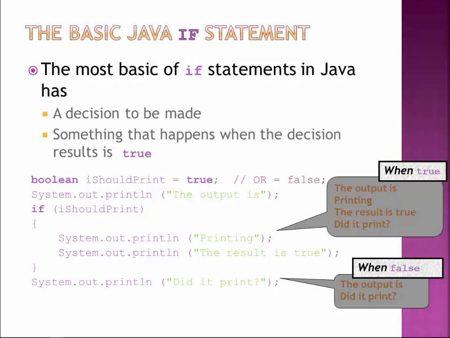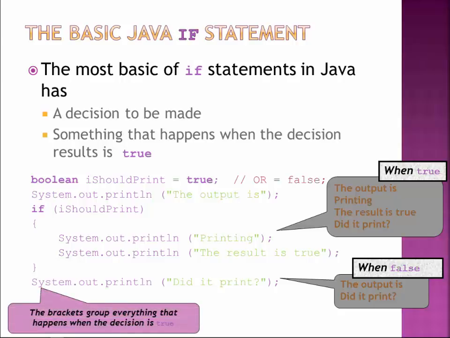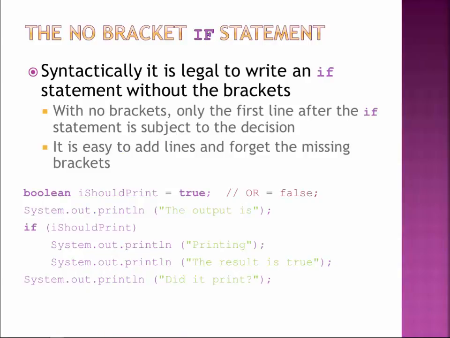Now, I'll tell you, it's allowed not to use the curly brackets. Everything inside the curly brackets, I could write the code and it would compile; it would be valid without those curly brackets. The rule at that point is that the first line of code after the condition is what gets executed. And so removing those curly brackets changes the results dramatically. So in this case, what ends up happening is it says the output is, the result is true, did it print?